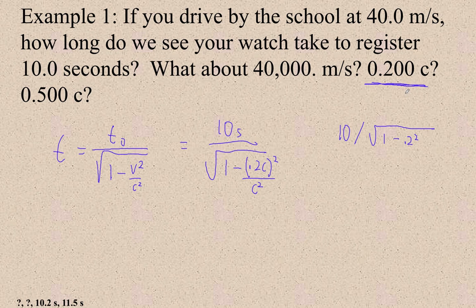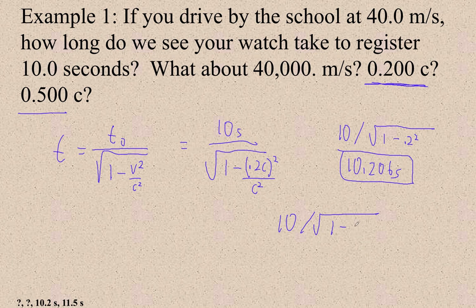All right. And this is 10.2206 seconds, right? If I go half the speed of light, that's going to be 10 divided by the square root of 1 minus 0.5 squared, which is 11.547 seconds. Ta-da! All right, power tip.